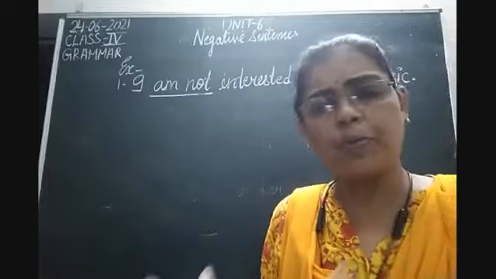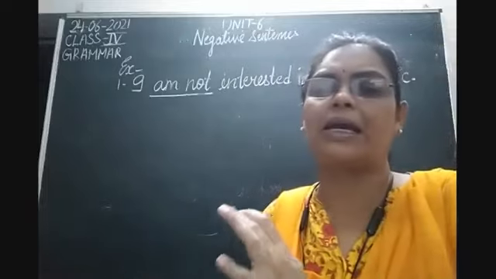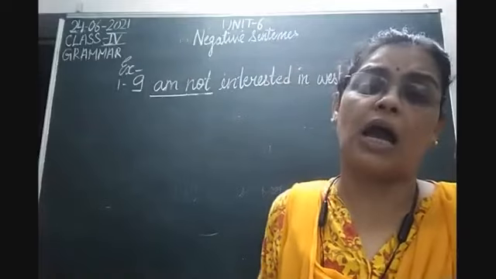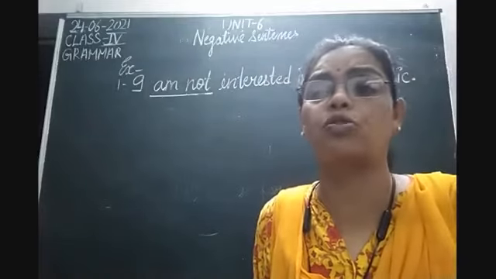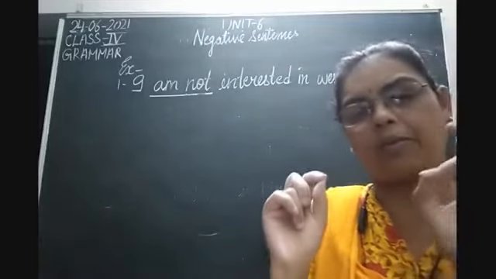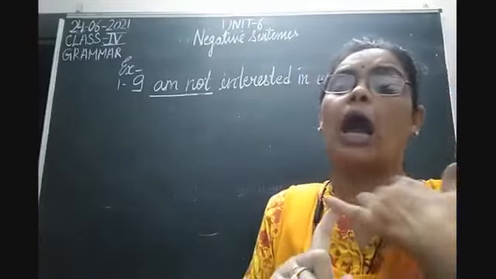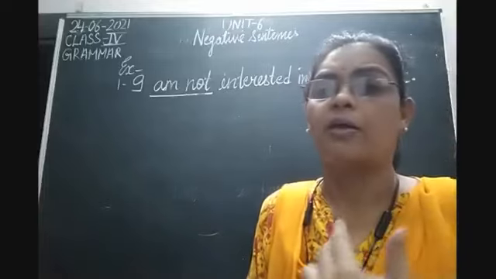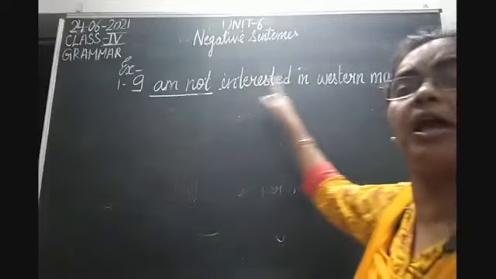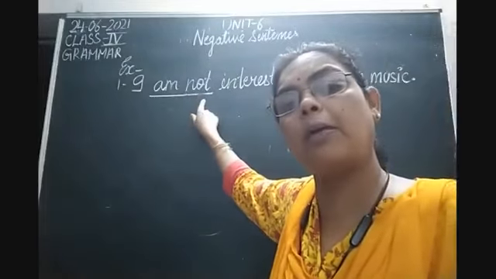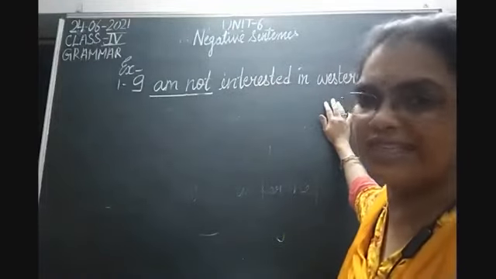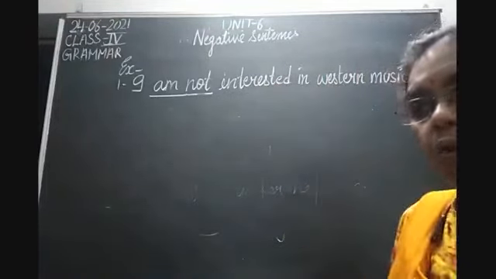कुछ भी नहीं करना है. कोई अगर सिंपल सेंटेंस दिया है उसमें बस ये याद रखना है कि आफ्टर द हेल्पिंग वर्ब हमको उसमें नॉट लगाना है. You just need to keep this small thing in mind that after the helping verb आपका not आएगा. Fine. फॉर एग्जाम्पल जो मैंने लिखा, I am not interested in Western music, इसमें हेल्पिंग वर्ब क्या? एम है, और एम के बाद हमने नॉट लगा दिया. तो ये हमारा नेगेटिव सेंटेंस हो जाएगा.